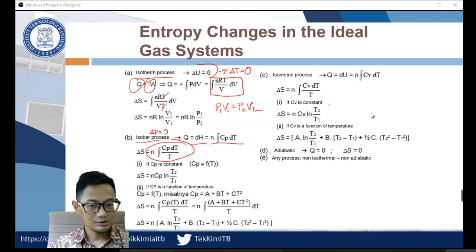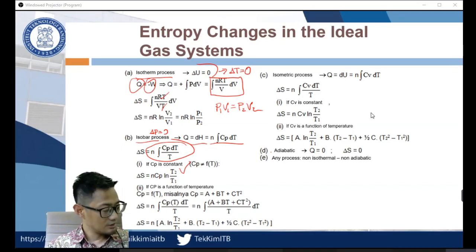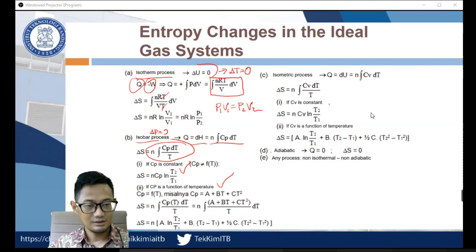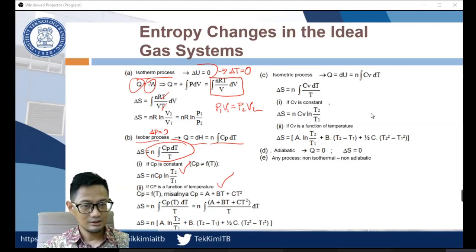And remember, we're also discussing Cp can be constant if we assume at a certain range, but Cp can be a function of temperature when the increase of temperature is relatively high. And this is the example.